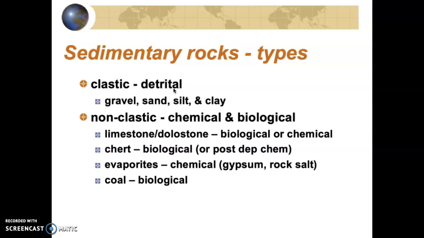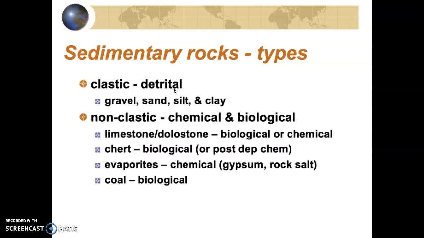And then we have the non-clastic sedimentary rocks, which have a lot of ways they can form. But the two generalized ways they form are through chemical processes like chemical precipitates or from biological materials. And there's a list here of some of the common types of non-clastic sedimentary rocks. The most common type of sedimentary rock is limestone and dolostone. Those are biological or chemical in origin. They're made of calcium carbonate.